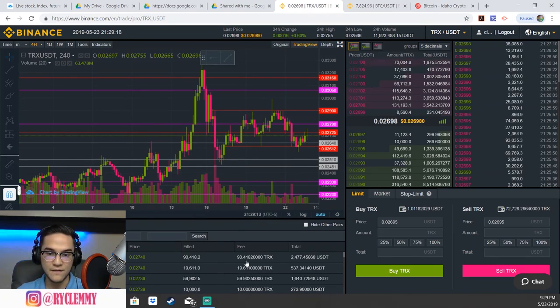And right here you can see the fee. Again, it's usually 0.1%, so you can see that the fee on this was 90 Tron, 19 Tron, 59 Tron, and we can get more in depth on fees here in a little bit. But for now, I was just showing you how to place a basic order.